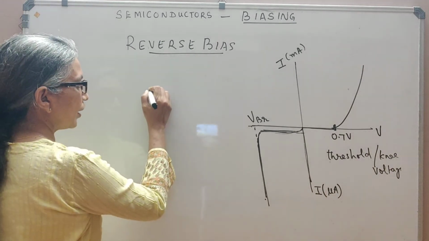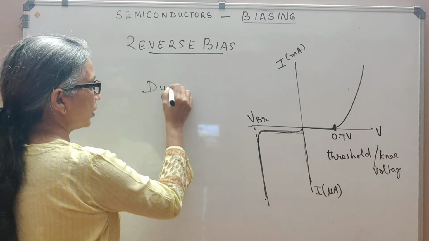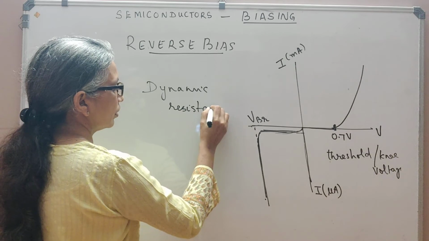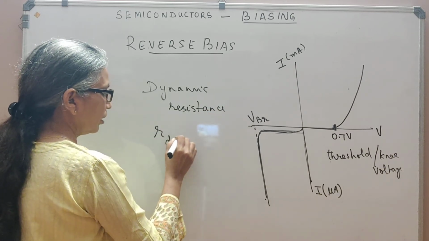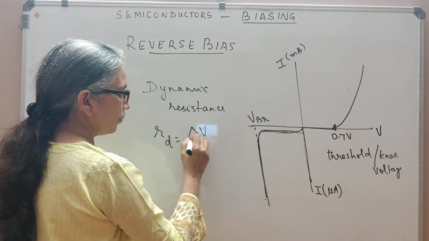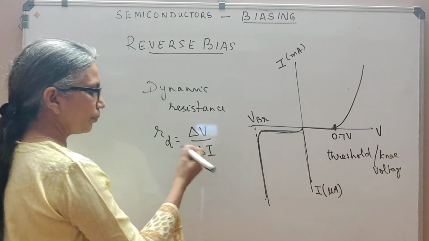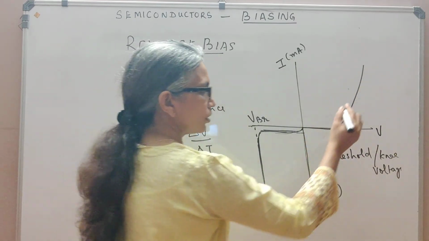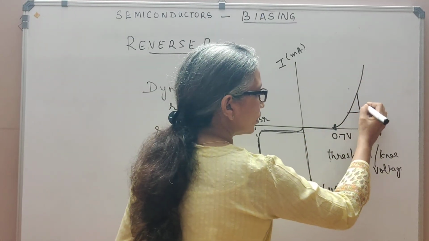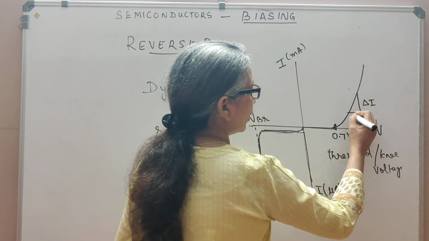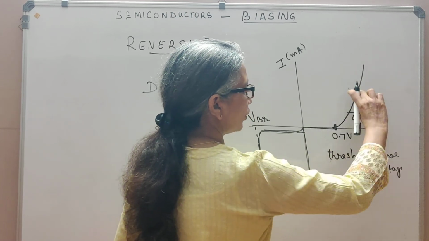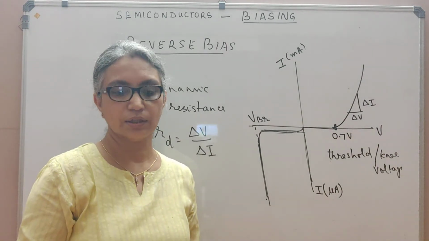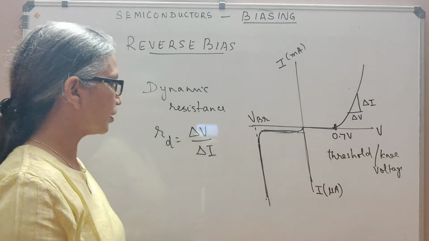We define something called the dynamic resistance in diodes. Dynamic resistance RD is given by delta V by delta I, rather than V by I, because this resistance is not a constant. You find this is delta I and this is delta V. Delta V by delta I will give you the dynamic resistance of the junction diode.